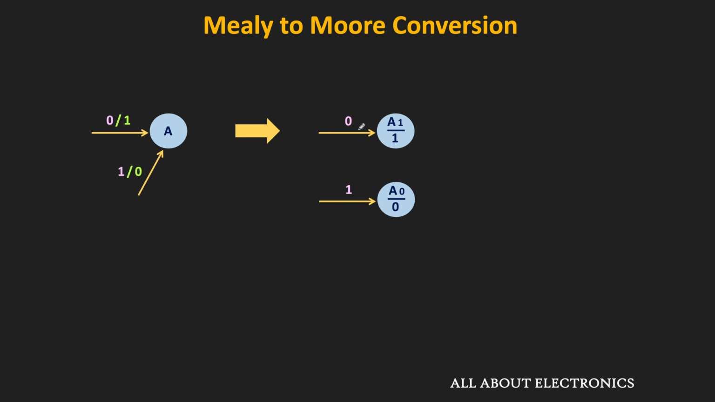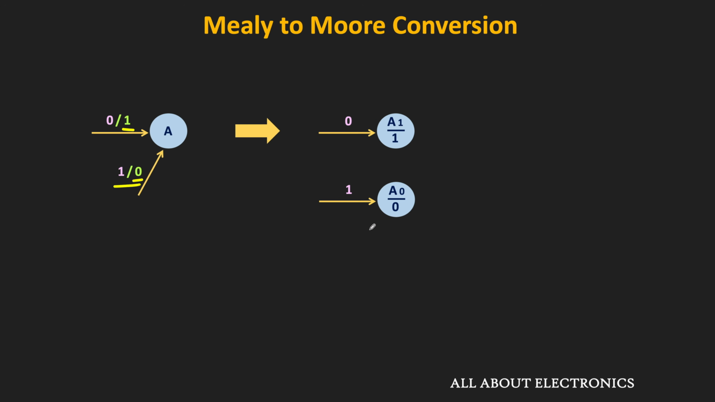As you can see, in the A1 state, the output of the machine is equal to 1, while in the A0 state, the output of the machine is equal to 0. So here, the incoming transition for which the output is equal to 1 will go to the A1 state. And likewise, the second transition will go to the A0 state, because in the second transition, the output is equal to 0. Since we have only two different outputs, the original state is split into two different states.